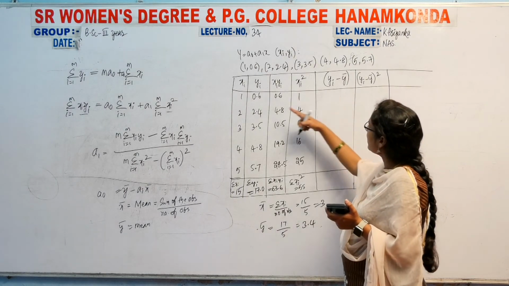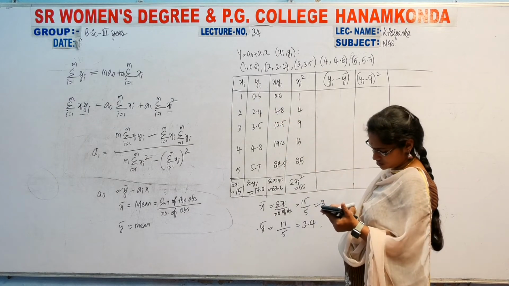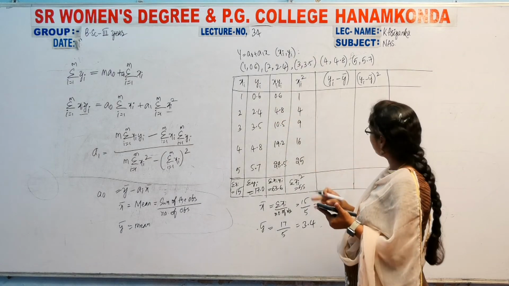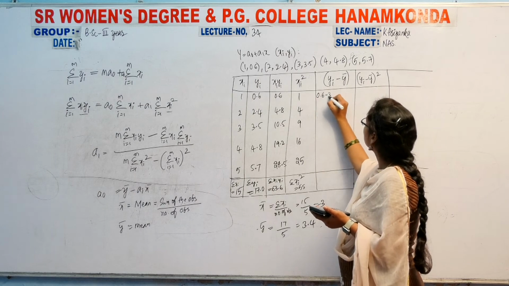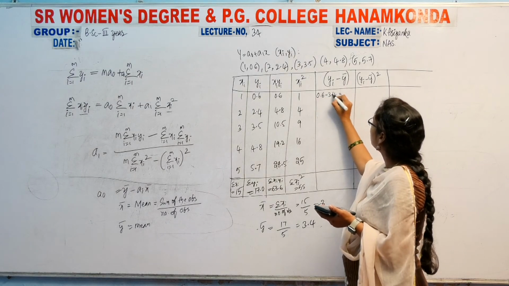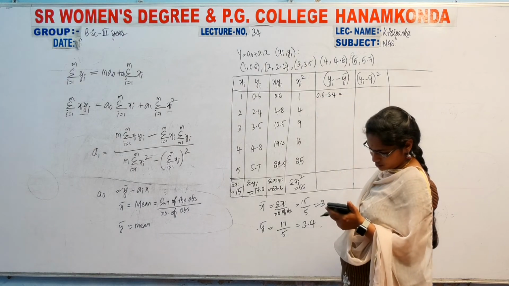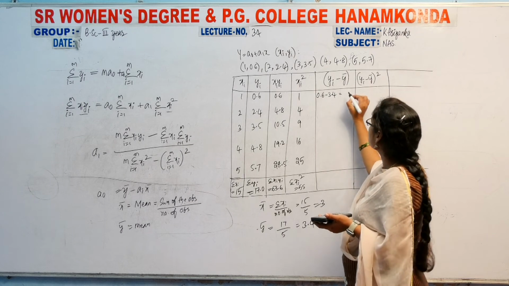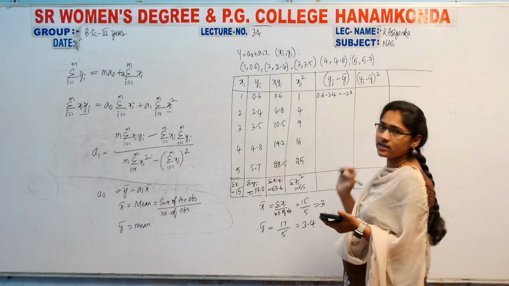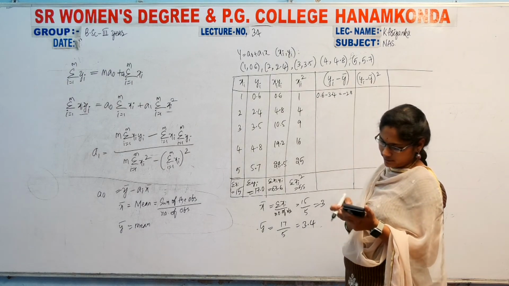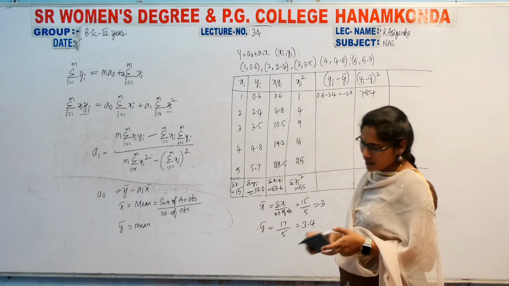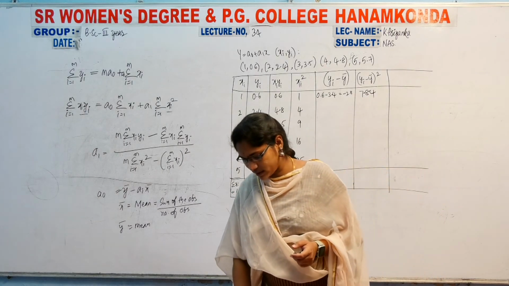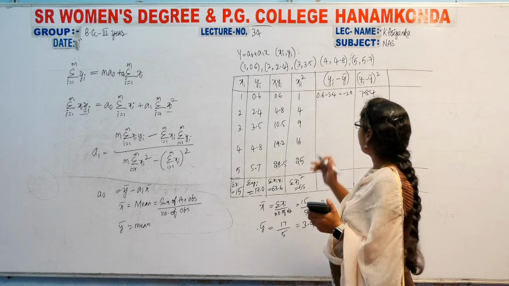Now yi means 0.6 minus 3.4. So what do we get here? Minus 2.8. Directly just press the square button. Then you will get the answer, that is 7.84. Okay, so like this you will get. So simply, directly here you have to take the values.